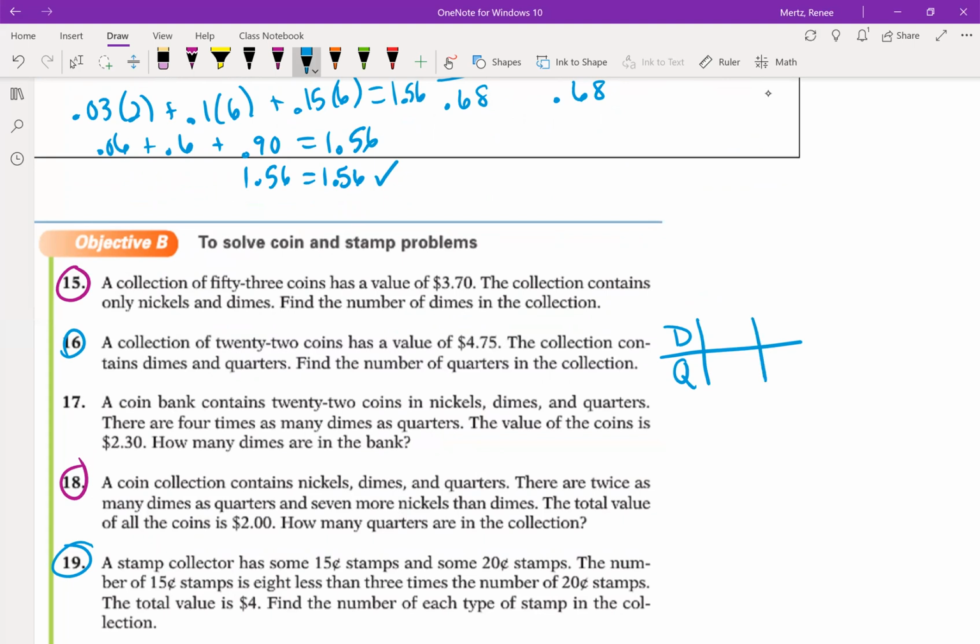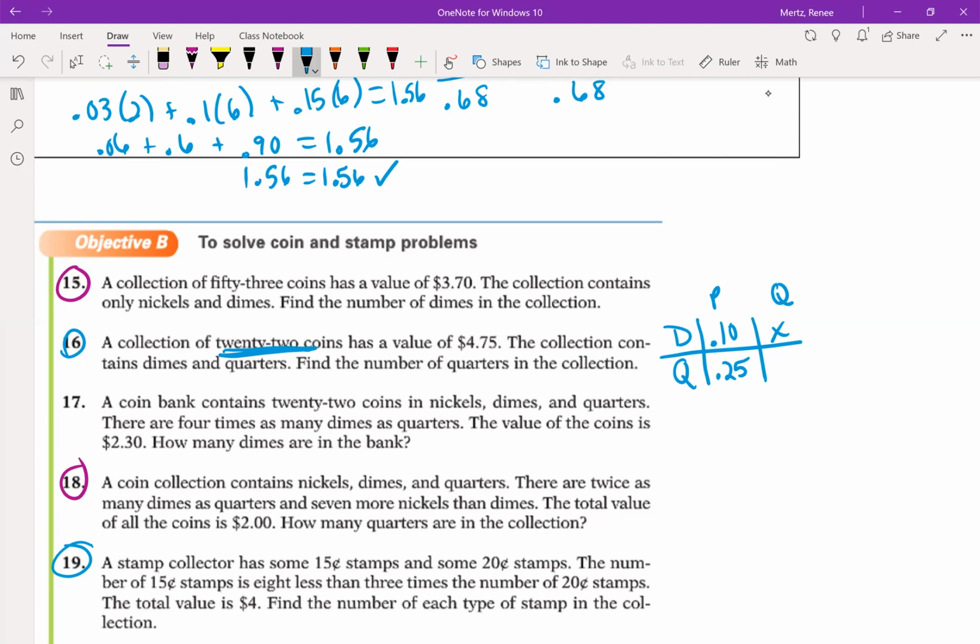The price of a dime is 10 cents. The price of a quarter is 25 cents. So the tricky part on this one is the quantity. It says there's 22 coins. It doesn't matter which one we pick to be x, so I'm going to call dimes x.